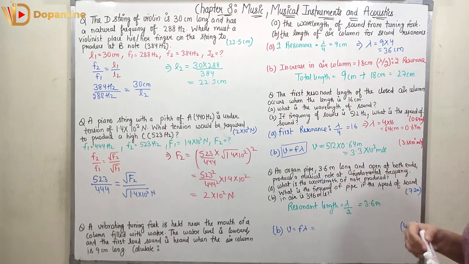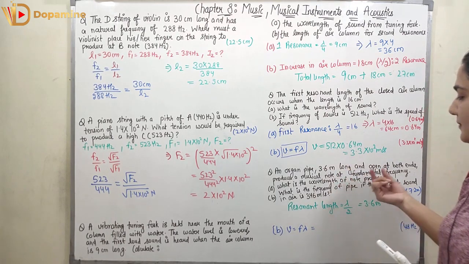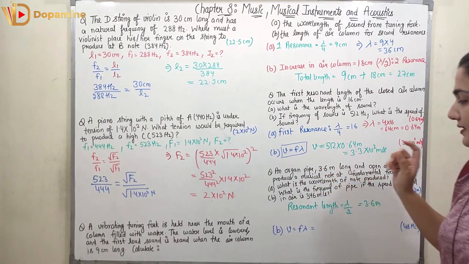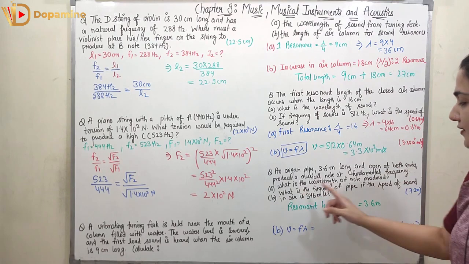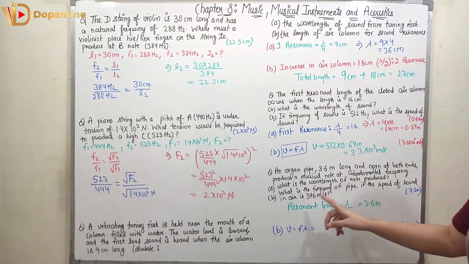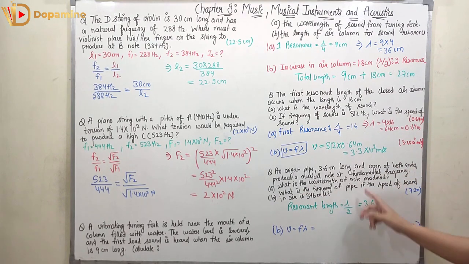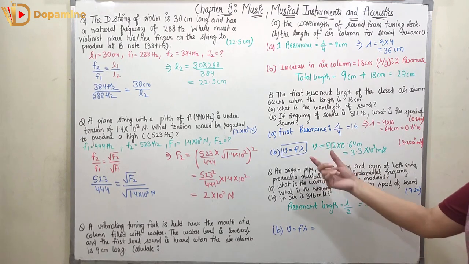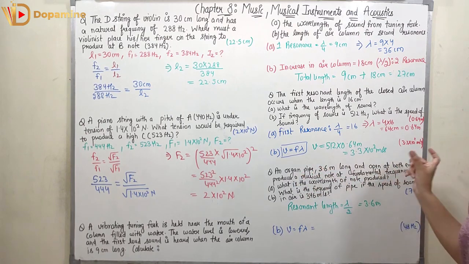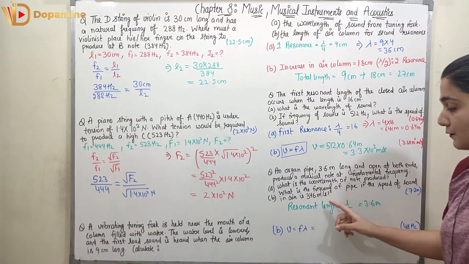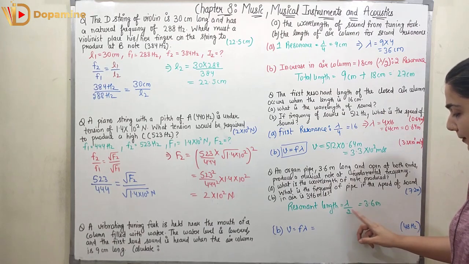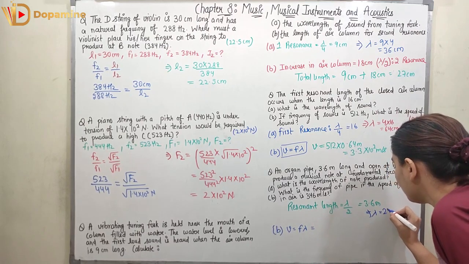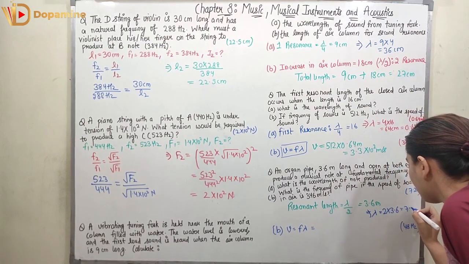Now coming to the next question, it states an organ pipe 3.6 meter long and open at both ends produces a musical note at fundamental frequency. What is the wavelength of the note produced? What is the frequency of the pipe if the speed of sound in air is 346 meter per second? So first we will find out the wavelength with the help of resonant length, because the organ pipe here is open at both ends. In this case, the first resonance occurs at lambda by 2. So lambda by 2 is equal to 3.6, from where I can calculate lambda is equal to 2 into 3.6, which is equal to 7.2 meter.